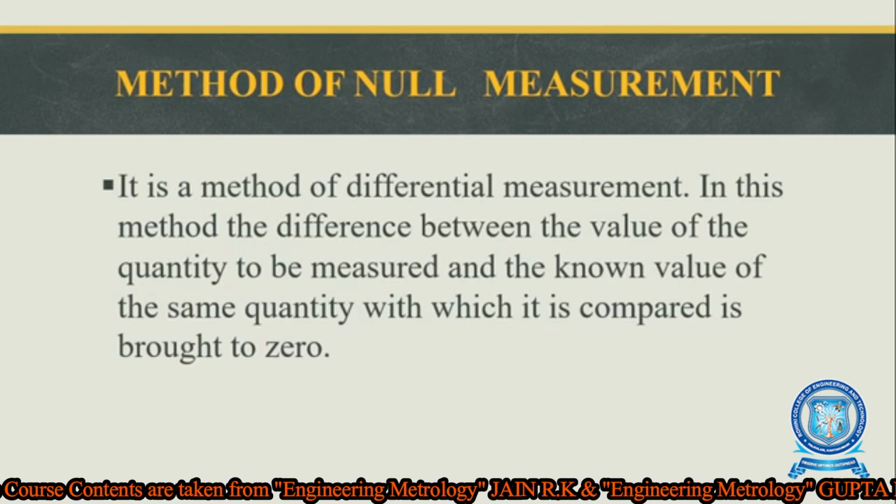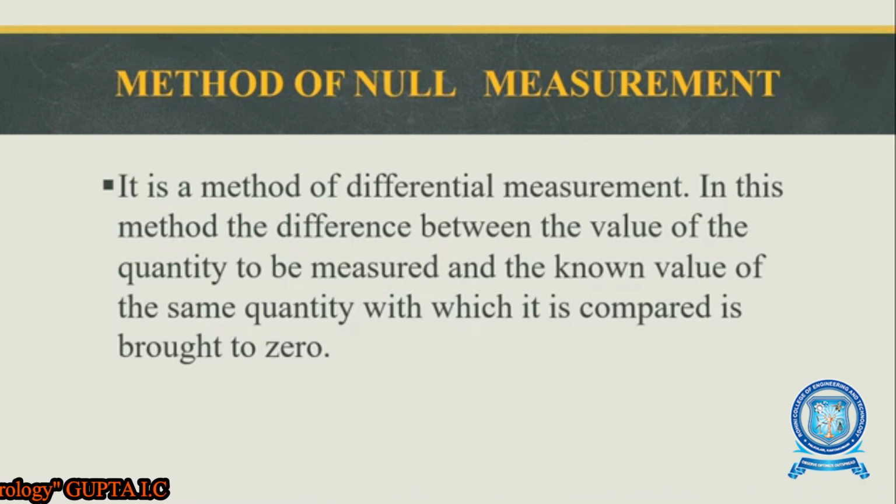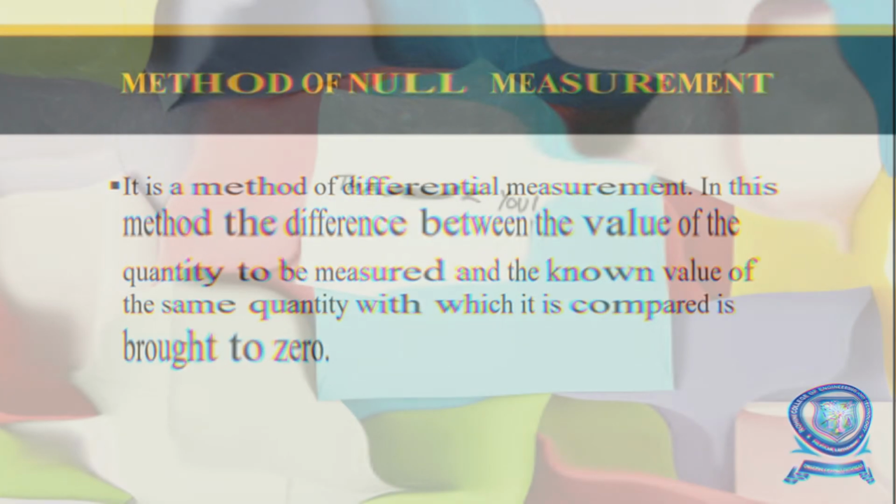The null measurement is nothing but the difference between the measured value of the product and the known value of the same product with which it is compared. When we compare these two values, the difference finally comes to zero. When we compare the measured value and the known value, if the difference is zero, then it is called null measurement.